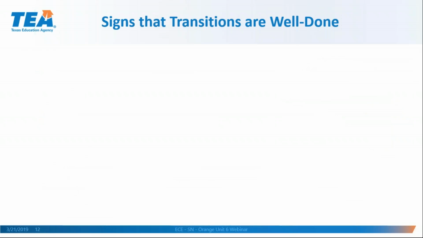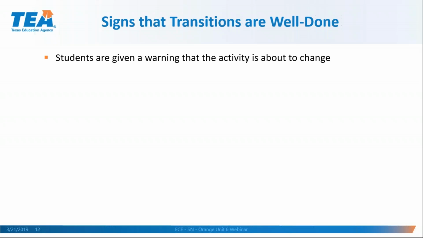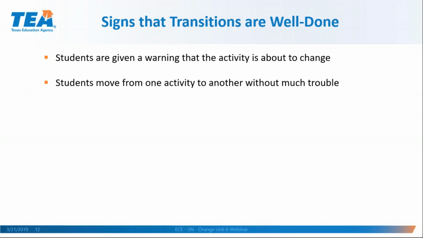So what if you walked into a pre-K classroom? What would be your signs that transitions in this classroom are A++? They are being done really, really well. Well, here is what you would look for. Students are given a warning that the activity is about to change. So you might hear the teacher say, we have 5 more minutes before we have to get ready for lunch, something like that. The students move in the transition from one activity to another without much trouble.